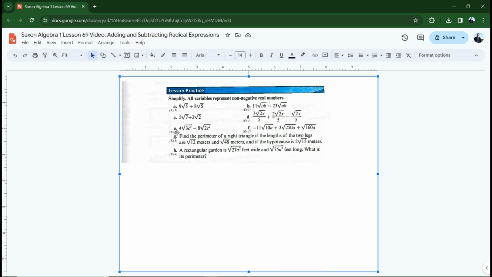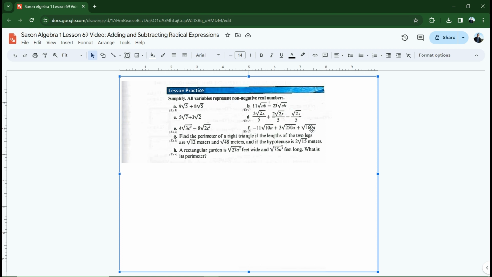Up here, let's see, I have a number 48. That has a 4 in it. It also, I remember, has a 16 in it. Those are going to square root out of those numbers. 250, there's a 25. 160, there's a 16 in that. Okay, so look for those perfect square factors.